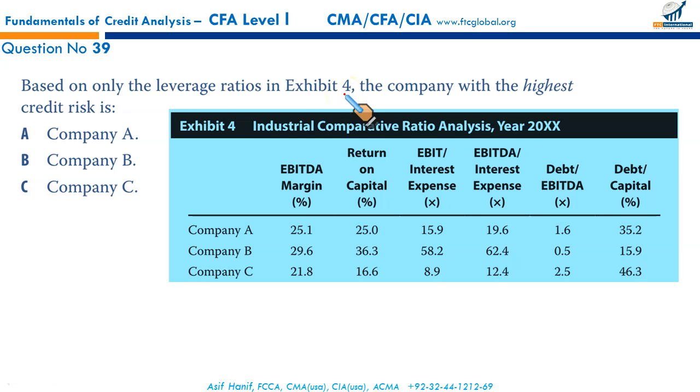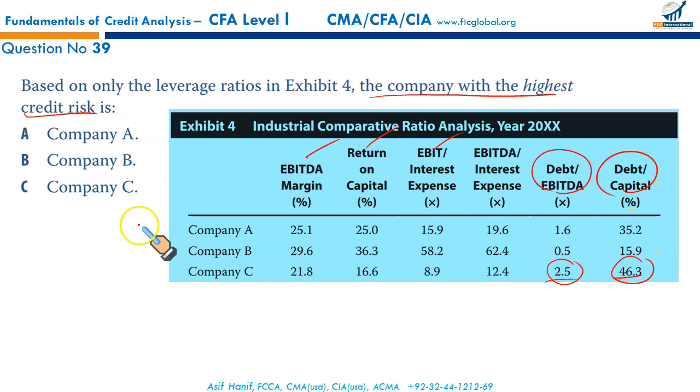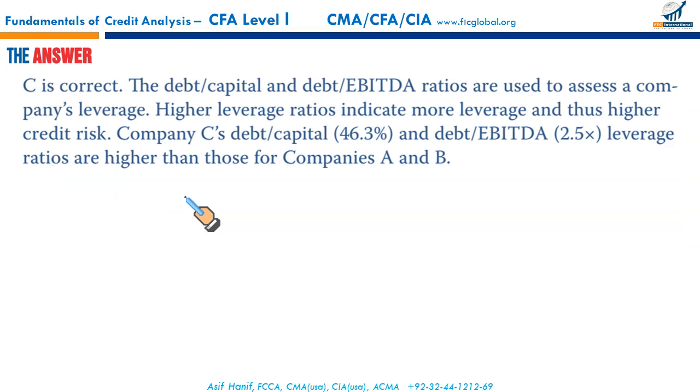Only the leverage ratio. Leverage ratio means out of these, profitability is one, coverage is another, so these are the leverage ratios. Based upon the leverage ratios alone, the company with the highest credit risk, higher, for 2.5 for company C and 46.3. So debt as a fraction of EBIT is the highest for company C, and debt to capital leverage is highest for company C as well. So it means company C is the one with the highest credit risk. C is the right answer.